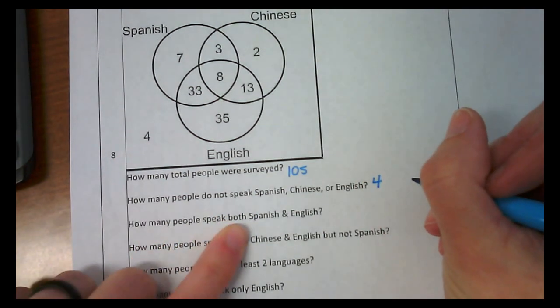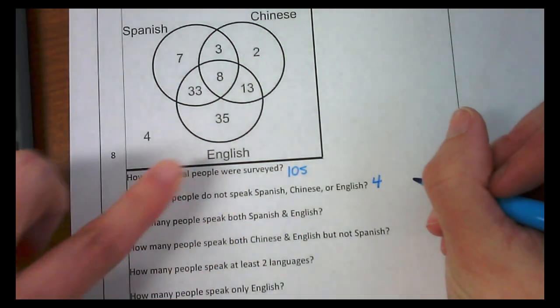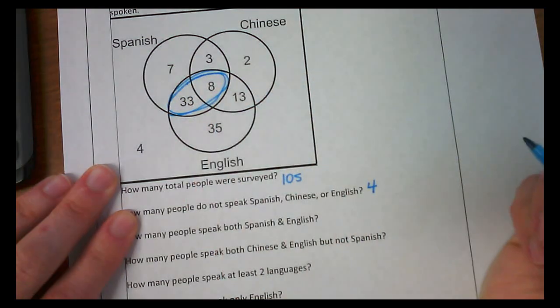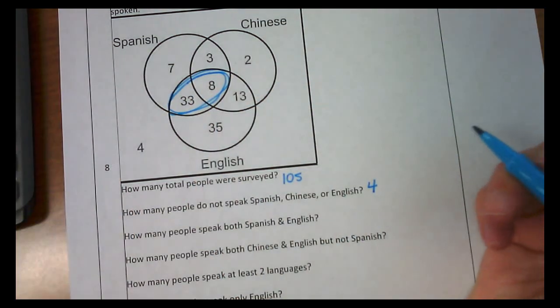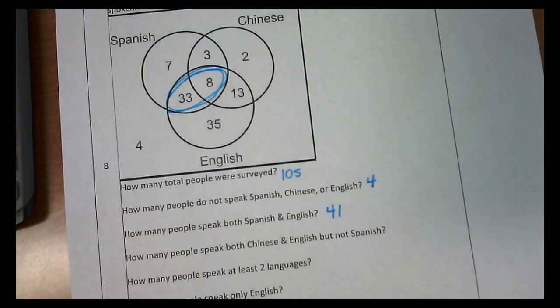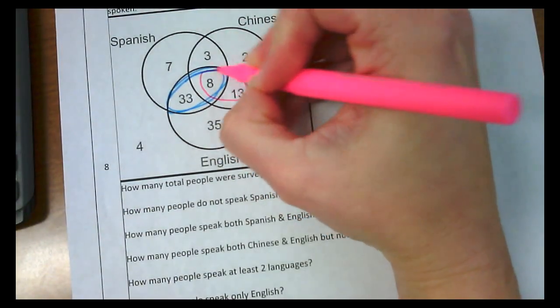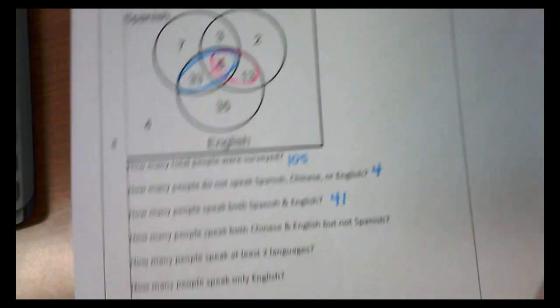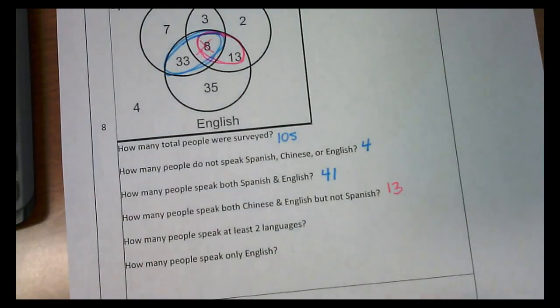How many people speak both Spanish and English? So Spanish and English overlap each other right here. So I need to put those two together. So I have 33 plus 8, which makes 41. How many people speak both Chinese and English, but not Spanish? So Chinese and English overlap here, but it says not Spanish, so I have to cross out that 8, so it's only 13.